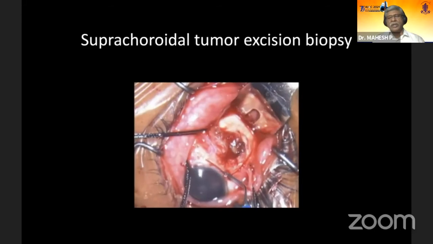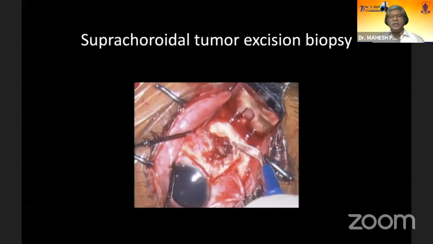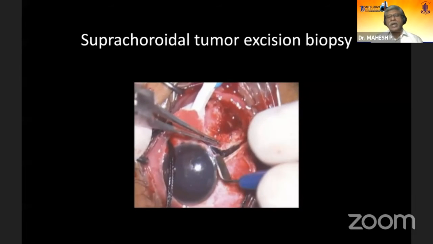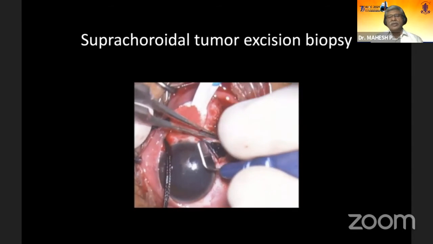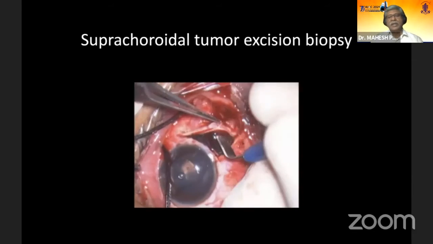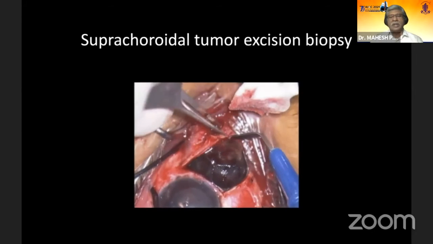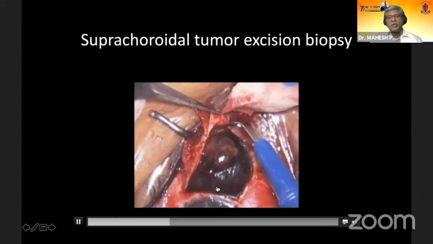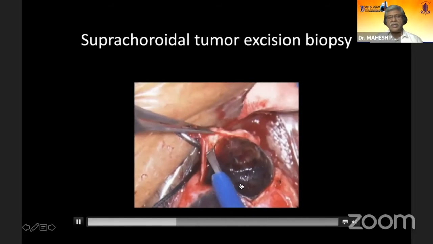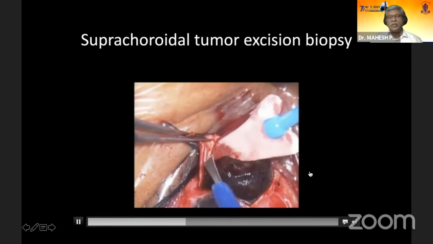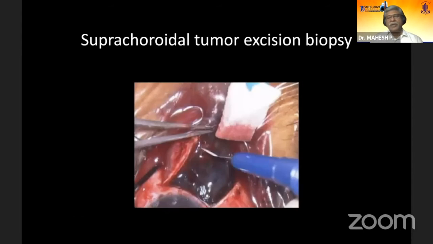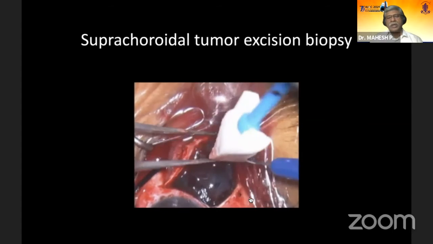So here a full thickness scleral incision is made because the lesion is above the choroid, under the sclera. So a very careful dissection of the sclera away from the choroid is what is being done, taking care not to rupture the choroid. So this is the uveal tissue which you can see here, and this is the mass which is overlying the uveal tissue. And very carefully this was dissected off from the choroid.